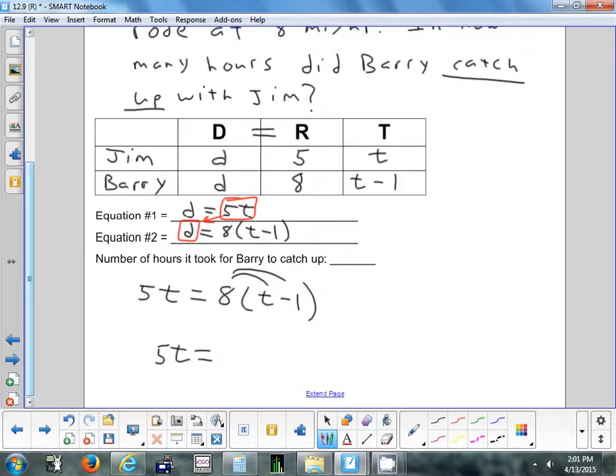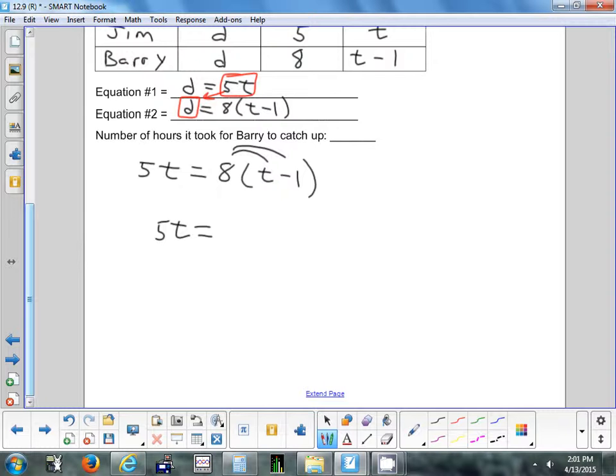Okay, Tyler, what do you get on the right when you distribute that 8? One more. What's 8 times t? There you go. Yep. One more time? Negative 8. Okay, I thought you said 8t minus negative 8. Just 8t minus 8. Yeah. Good. I know what you meant.